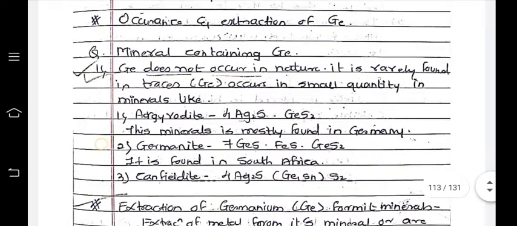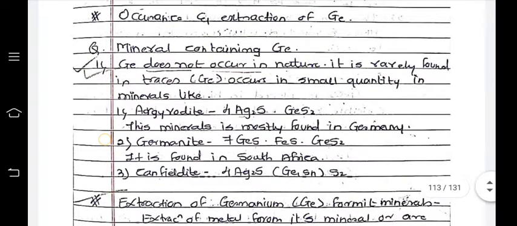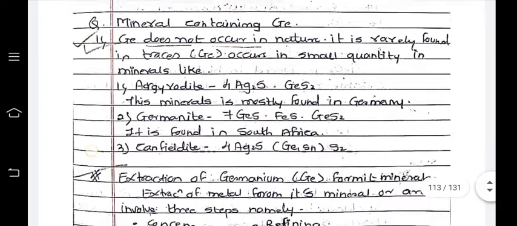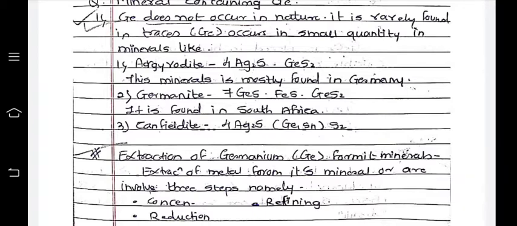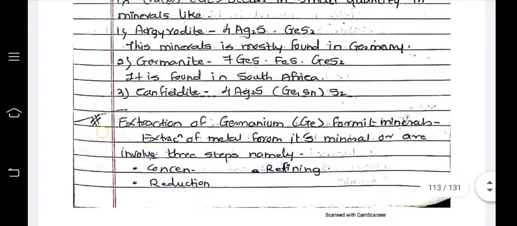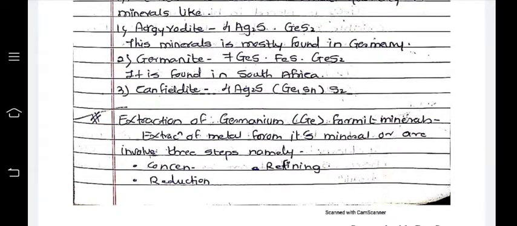Occurrence and extraction of germanium. Minerals containing germanium: germanium does not occur free in nature. It is rare and found in traces. It occurs in small quantities in minerals like argyrodite, Ag8GeS6, which is mostly found in Germany.